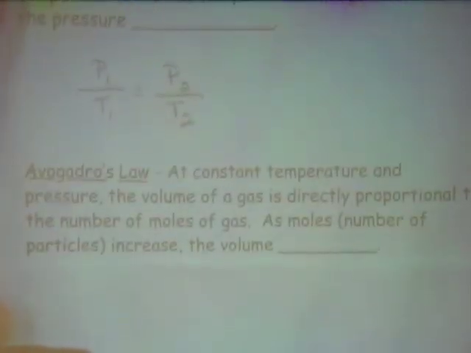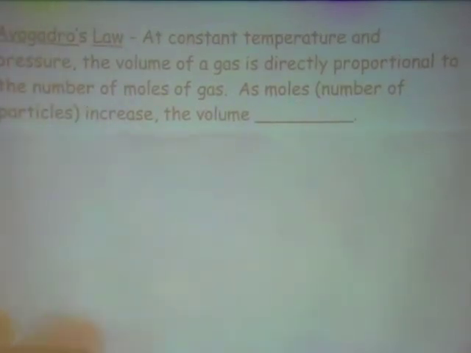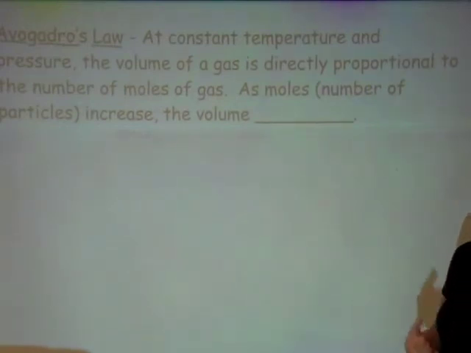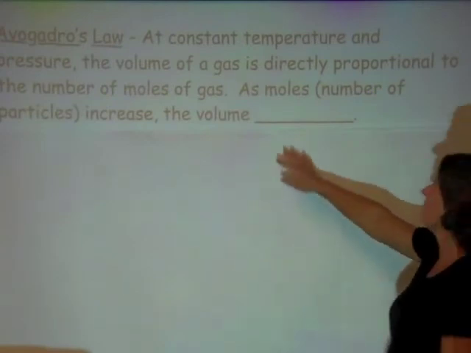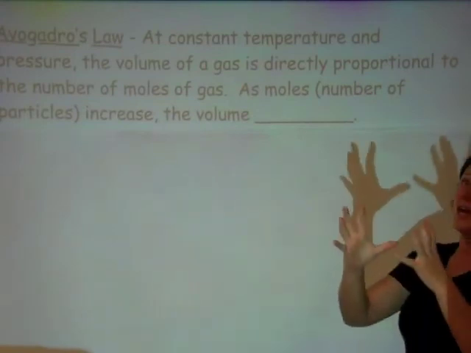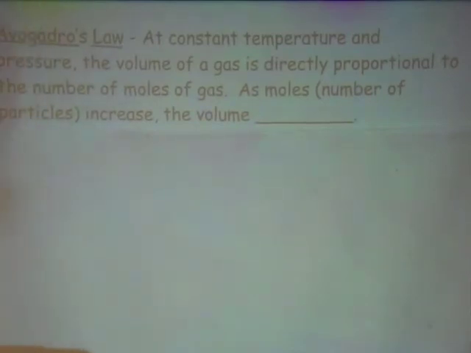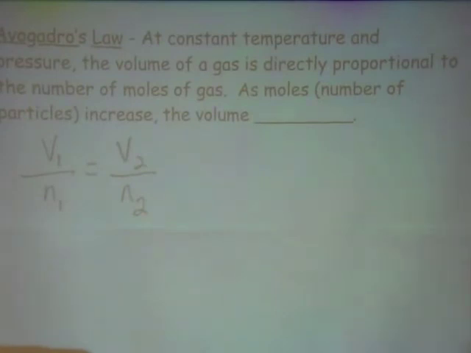And we have Avogadro's law. At constant temperature and pressure, the volume of a gas is directly proportional to the number of moles of gas. As moles, number of particles increases, so as you add more gas particles, what will happen to the volume of that gas? If it's in a container that's flexible, the volume of that gas will increase. Okay, so V1 over N1 is equal to V2 over N2, N being the number of moles.